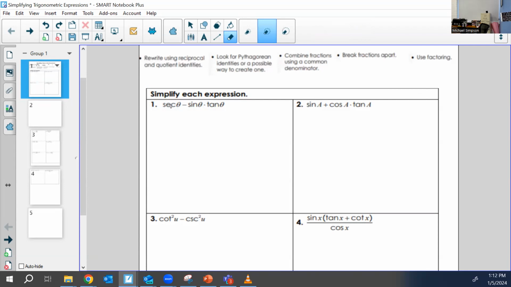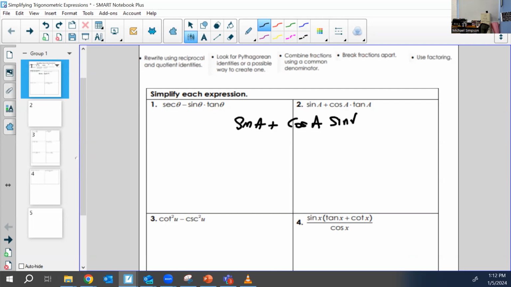All right. Number 2, sine A. Can I rewrite that in a simpler form? No, sine A is just sine A, right? It stays there. I have a cosine A over here that I can't write in a simpler form. Now I have a tangent. I can write tangent as sine A over cosine A. So what do you notice right there?